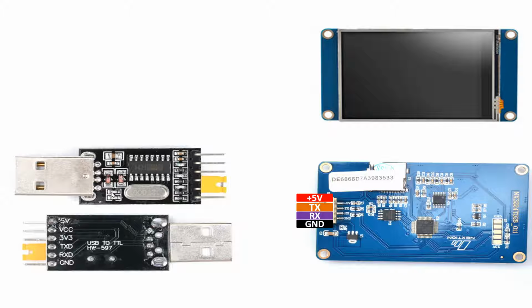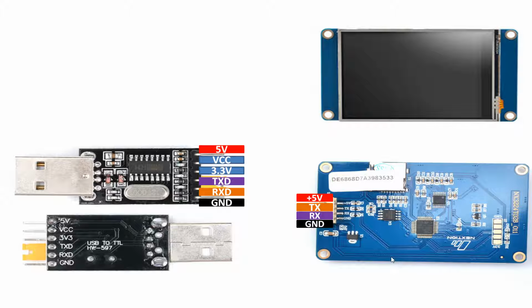Now as you can see, this is the top view of this USB to TTL device CH340, and this is the bottom view. You can see that it is already labeled on the bottom. I am again going to label it here. The top one is 5V, the next from the top is the VCC pin, the third from the top is the 3.3V pin, the fourth from the top is the TX pin, the fifth from the top is the RX pin, and the sixth from the top is the ground pin.